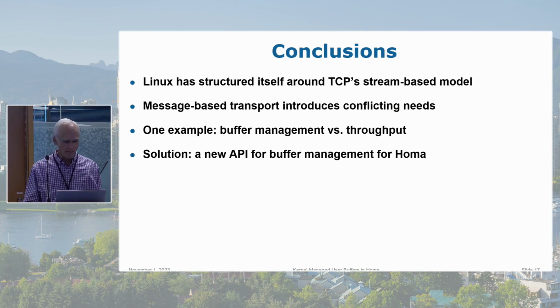So just to summarize, this is just an example of exploring what the system implications are of using a message-based protocol rather than a streaming protocol. And as I said, the fact that Linux has structured itself around TCP streams is totally understandable, because TCP is sort of the law of the land. But that's created a few conflicts for Homa, and this buffer management was one example of that. But fortunately, it was relatively easy to resolve. I was able to do it while remaining in the received message API, for example. I did not need new kernel calls to handle this. I could handle it entirely with the existing received message. So that's what I've done.